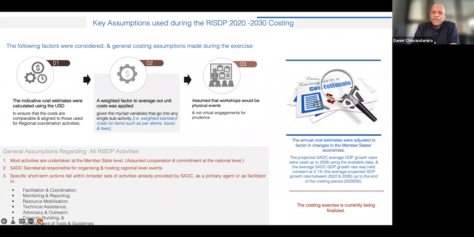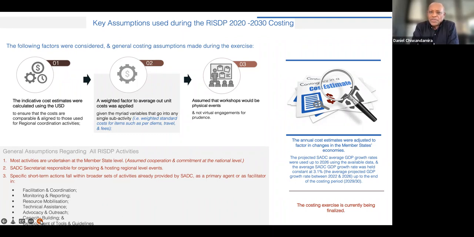There were a number of key assumptions that were used to do the costing. First of all, the cost estimates were based on US dollar values. And also it was assumed that these were aligned to the regional coordination activities. And also a weighted factor was used to average out unit costs, where we had a number of activities that were being undertaken, where, for example, you had consultants coming up under different classes. At the end of the day, it was agreed that we'd have one average cost that would be used, not to break down according to the level of expertise of the consultants.